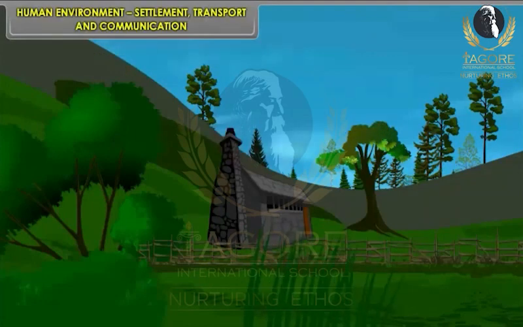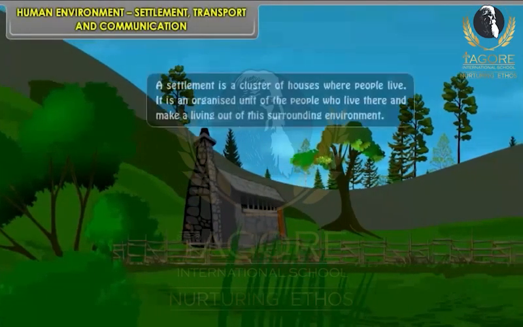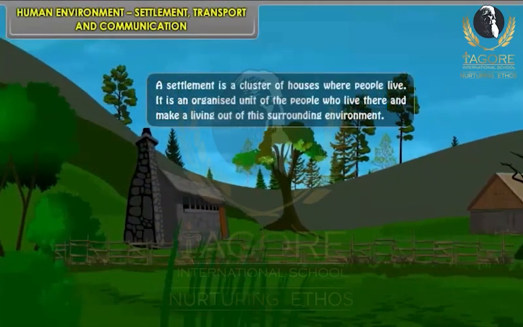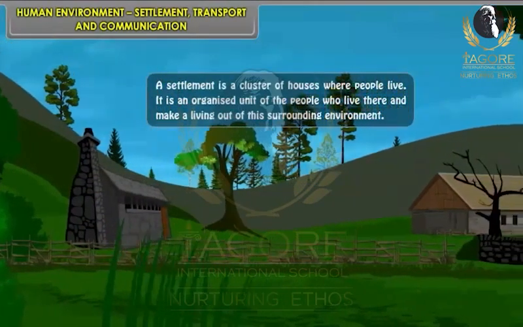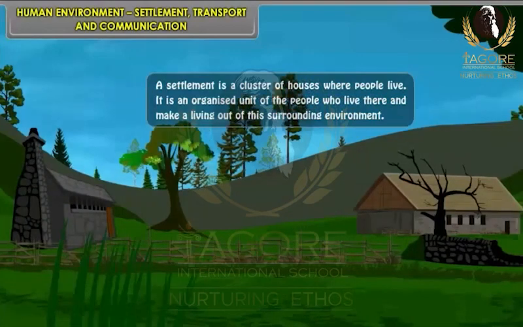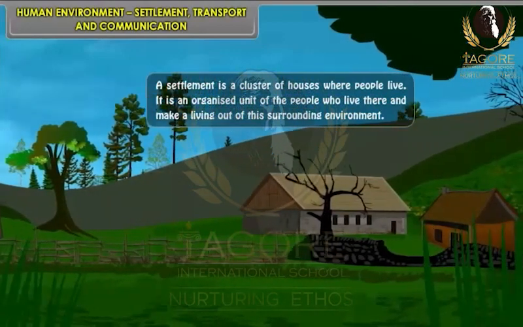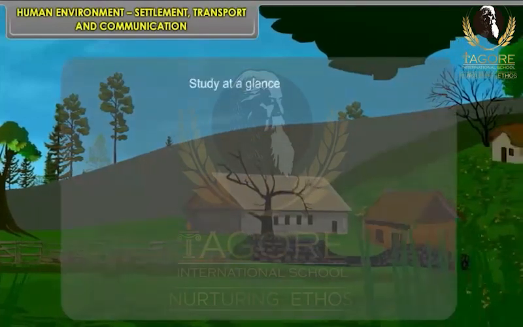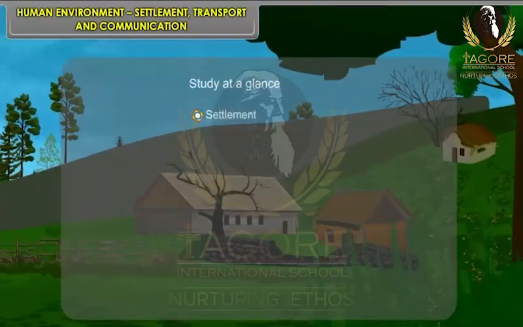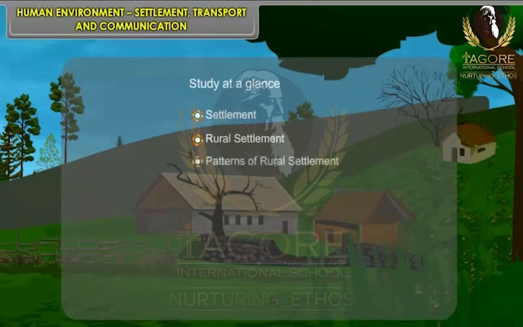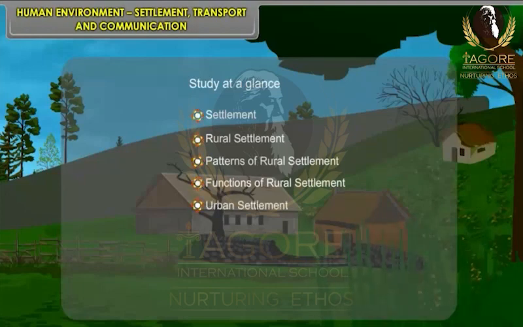Human environment, settlement, transport and communication. A settlement is a cluster of houses where people live. It is an organized unit of the people who live there and make a living out of the surrounding environment. Study at a glance: settlement, rural settlement, patterns of rural settlement, functions of rural settlement, urban settlement, transport, communication.